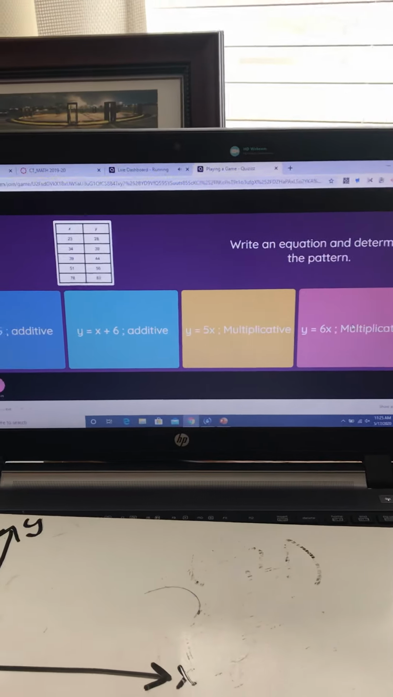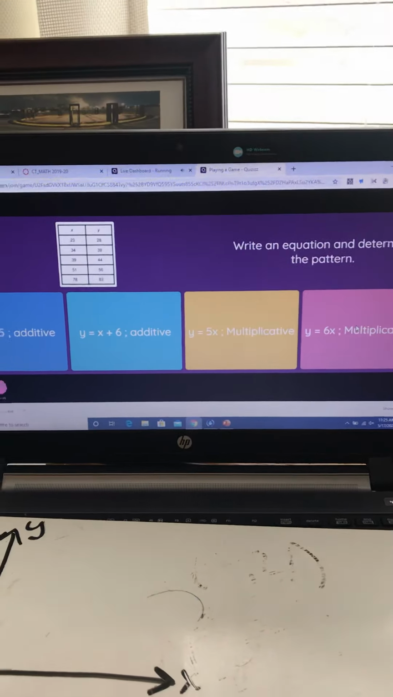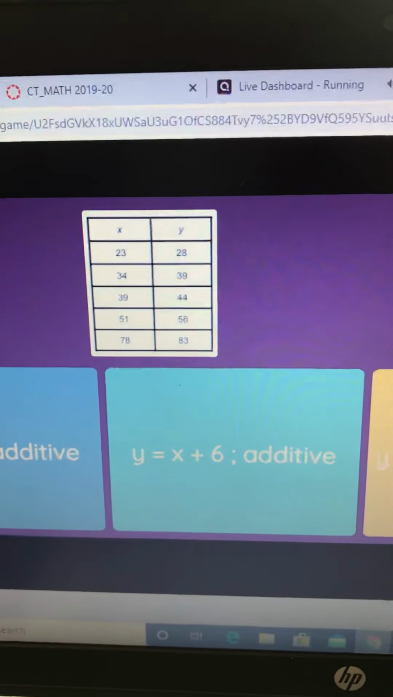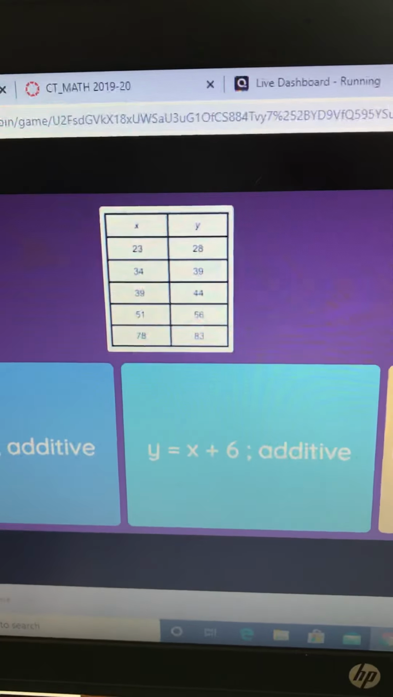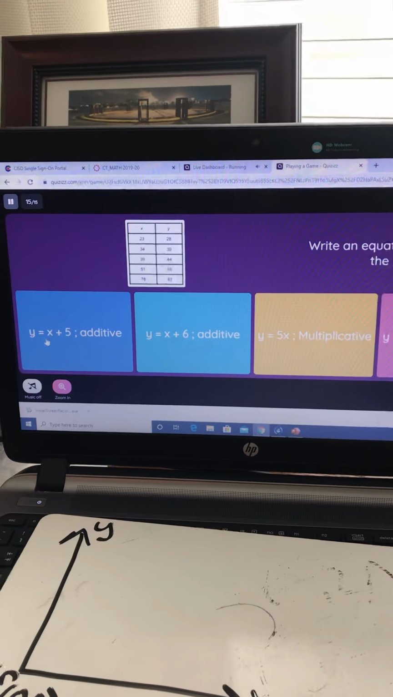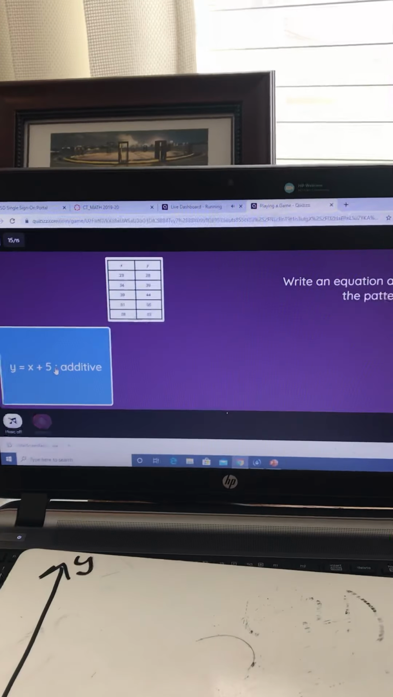Write an equation to determine the pattern. So 23 to get to 28. I know I can't really multiply by a whole number to get there, but I know I can add 5. And 34 plus 5 is 39, and 39 plus 5 is 44. So it's an additive pattern. I can eliminate the 2 on this end. And what am I adding by here? I decided 5. So y equals x plus 5 in an additive pattern is my answer.